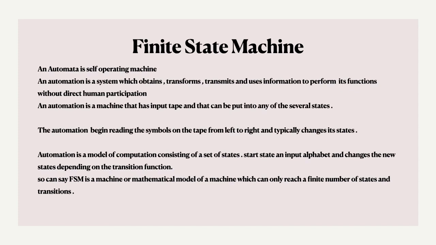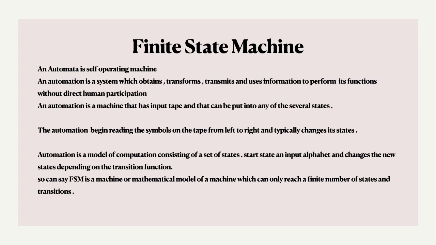Okay, so the next topic is finite state machine. Whenever you work with automata, we can say that an automata is a self-operating machine. That is our finite state machine. An automata is a system which obtains, transforms, transmits and uses information to perform its function without manual interaction. So that means everything should be done by the system. The automata is a machine that has an input tape that can be put into any of several states. What are the states? How can we input? What is the process? We have to learn all of that in this theory of computer science.